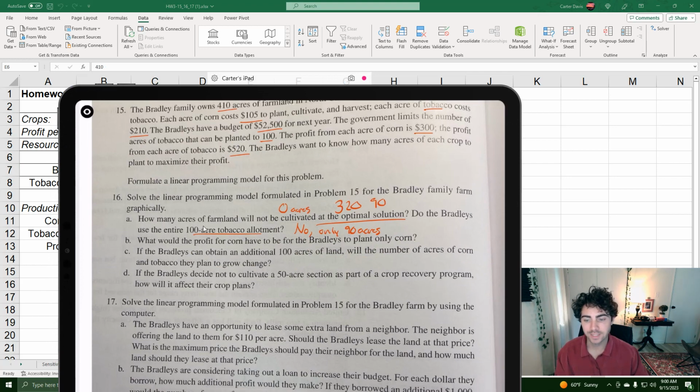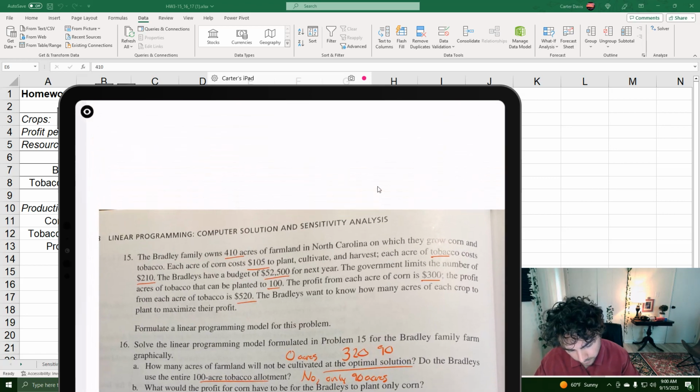Do the Bradleys use the entire 100-acre tobacco allotment? No, they only use 90 acres for tobacco. So there's 10 tobacco acres left over, kind of. Well, they use them for the corn. Okay, so what would the profit for the corn have to be if the Bradleys only plant corn?